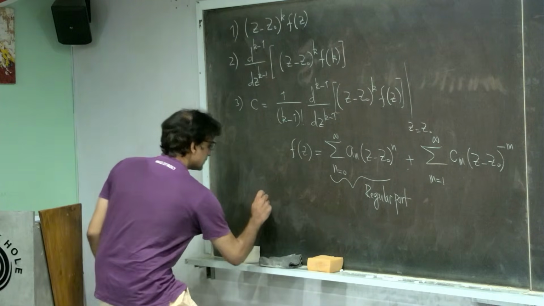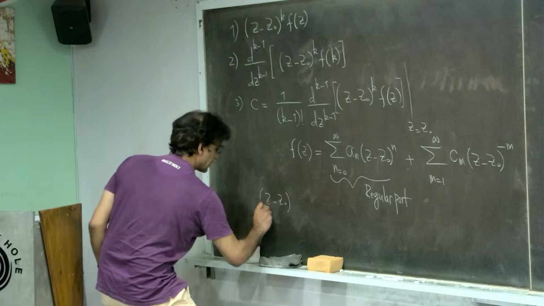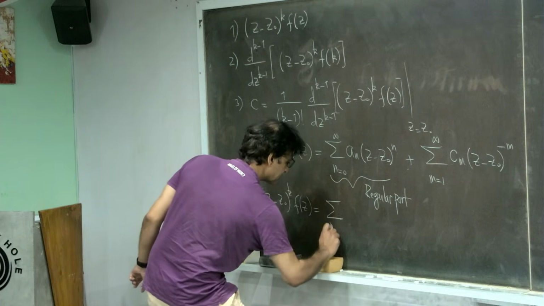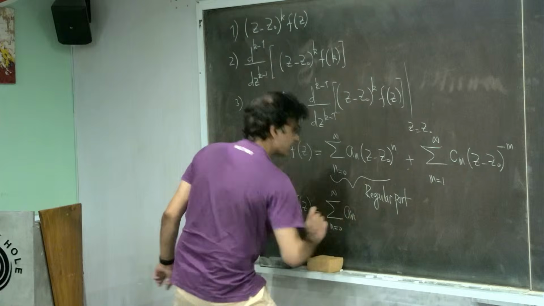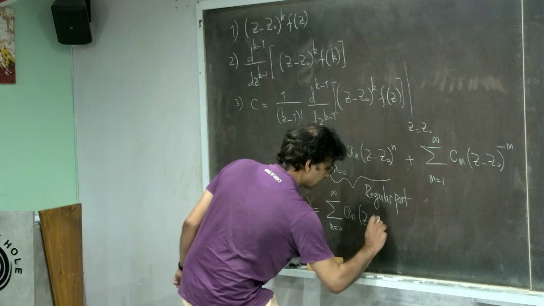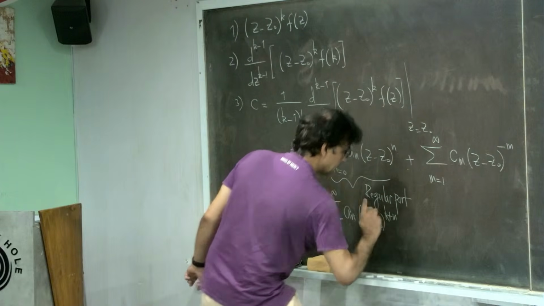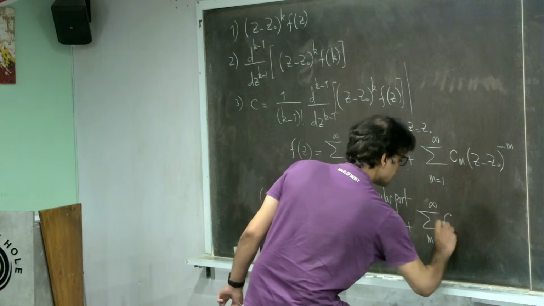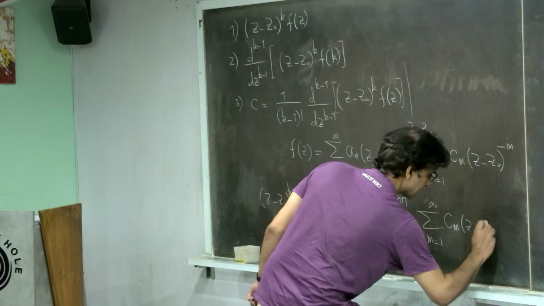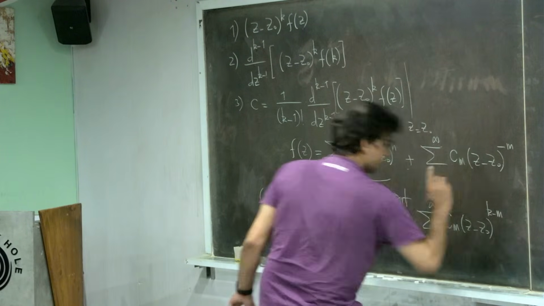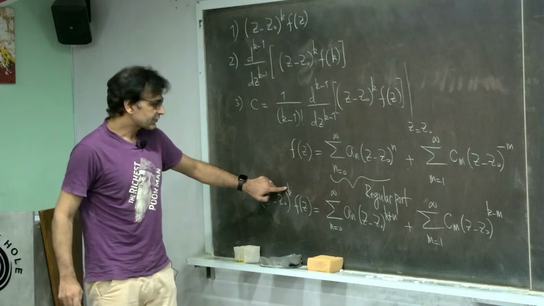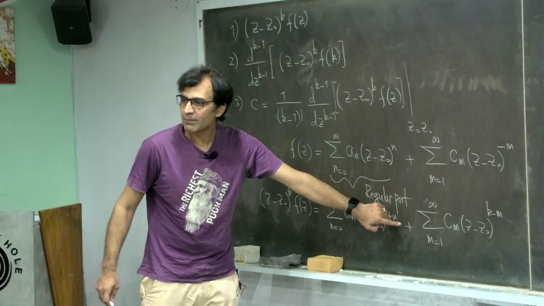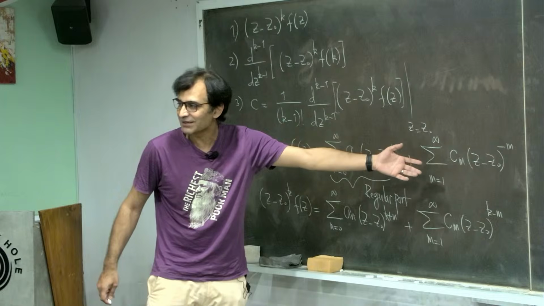You multiply this with z minus z naught to the power k times f of z. Then you can write the summation n equal to 0 to infinity of a_n (z minus z naught) to the power k plus n, plus the summation m equal to 1 to infinity of C_m (z minus z naught) to the power k minus m. Now if you take the derivative of order k minus 1, all the k's will be gone, and you have to stop at n plus 2, because after that the derivative will be 0.